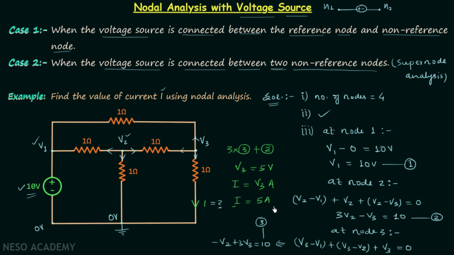This is our answer. So I hope this example is clear to you, and now you can have the understanding that how the presence of voltage source between the two nodes will simplify our nodal analysis.